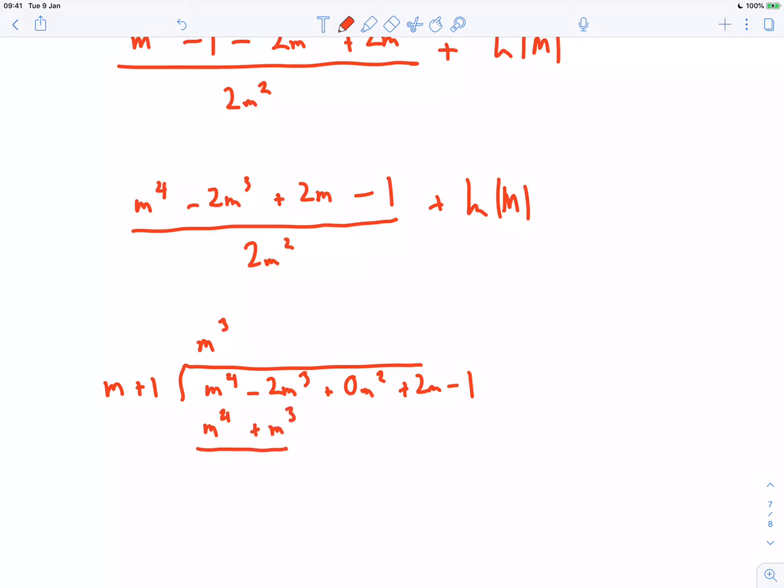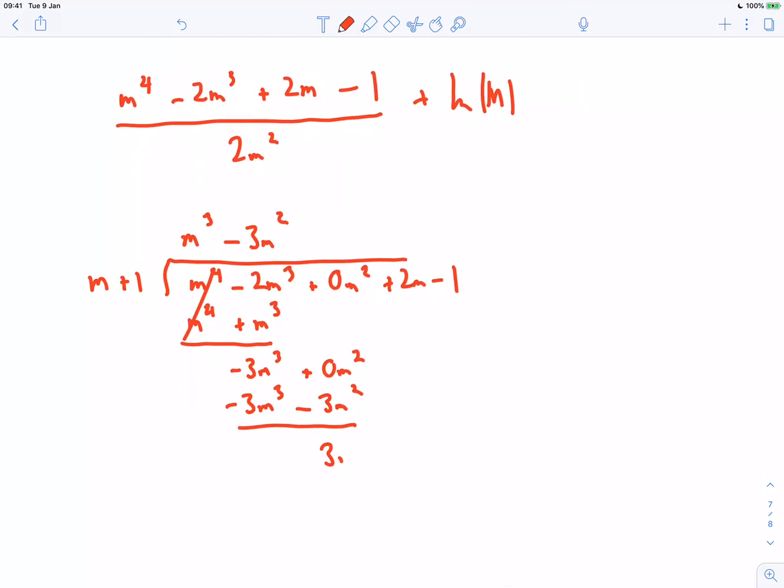Minus 2m, right, these cancel. Minus 2m cubed minus an m cubed is minus 3m cubed. So then bring down the 0m squared. M into 3m cubed is going to be 3m squared, so that's going to be minus 3m cubed minus 3m squared. Subtract that, that's going to be 3m squared. Bring down the 2m. M's into 3m squared becomes plus 3m. So that's going to be 3m squared plus 3m. Minus that is minus m minus 1. That's clearly minus 1 lots of that.